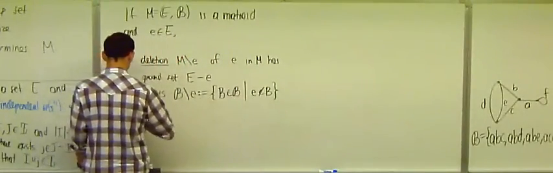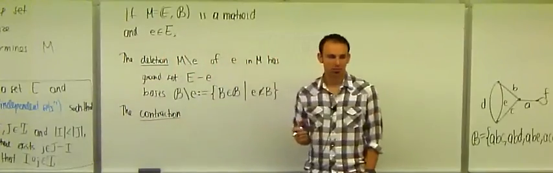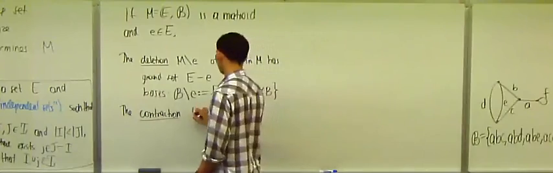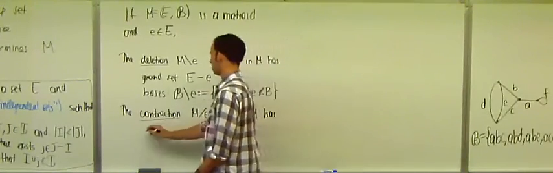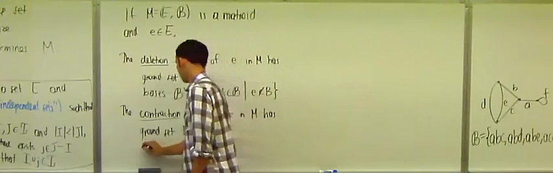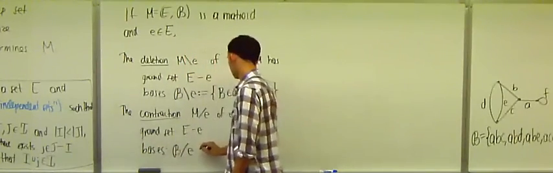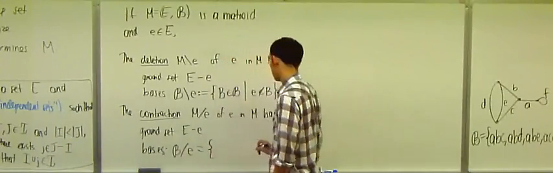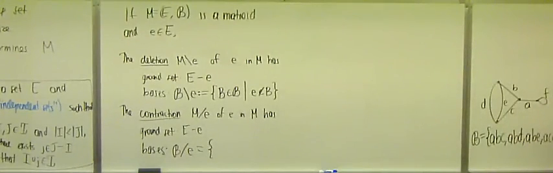Now the contraction is kind of the opposite thing. It looks at the bases that do contain E. This is called M slash E. It has the same ground set, but the bases are going to be the ones that do contain E. So what are the bases that contain E? There are ABE and ACE.